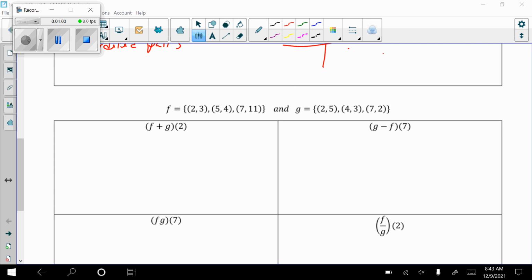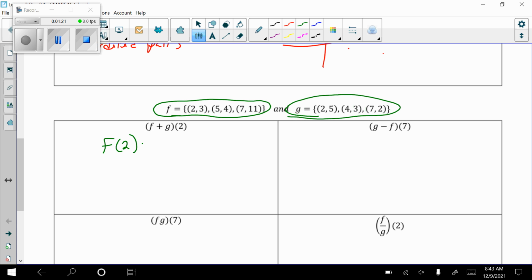Okay, let's start off. Notice our function now looks different. We just have random coordinate points for f and g, versus yesterday, when we might have had lines or square roots or different things like that. What we're going to do is add f of 2 and g of 2 together. That is the same as yesterday.